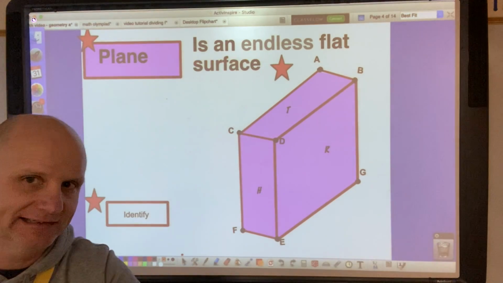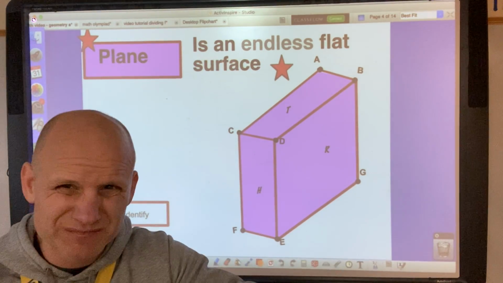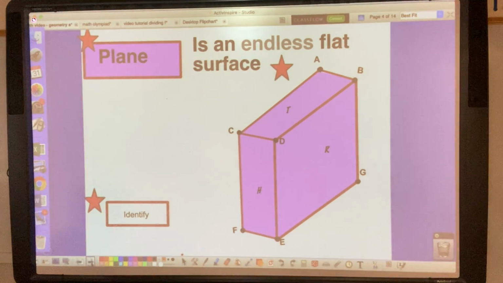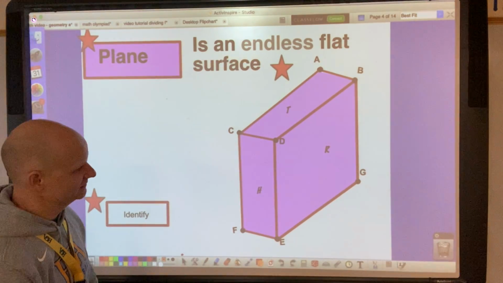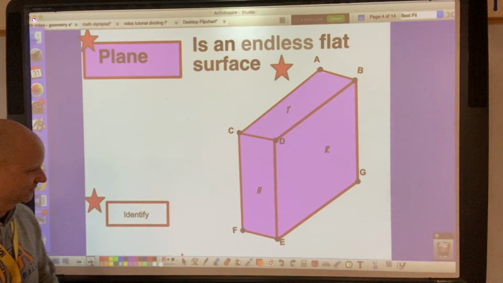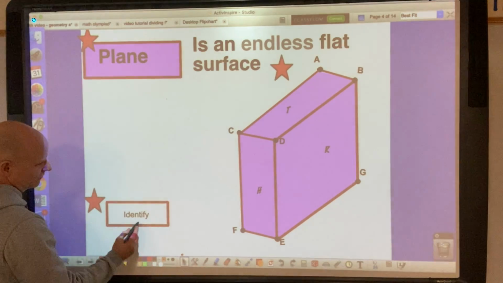A plane is an endless flat surface. The word endless can be confusing, but let's just focus on a flat surface. Here you're looking at this three-dimensional box, and you can see there are several planes here. I've got a plane here, a plane here, and a plane here. It's a flat surface. And you can identify a plane in a couple different ways.